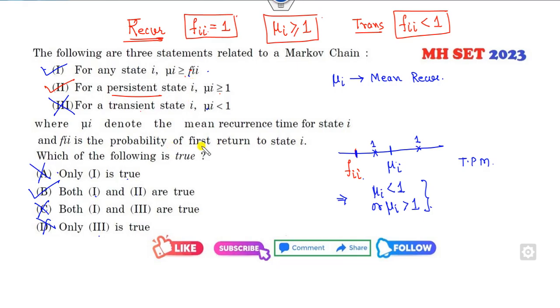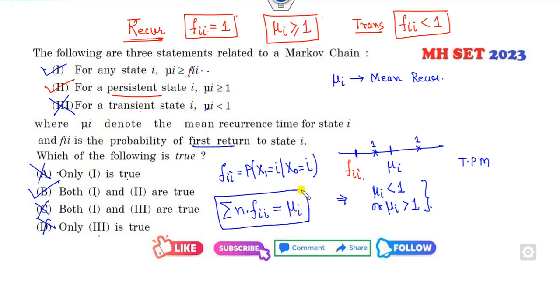Fine. What is the FII? It is the first return. What is the FII? It is the probability of x1 equal to I conditioned on x0 equal to I, and mu I is the mean of them. So what is the mean? It's n into FII. That is my mu I. So definitely you can see it's multiplied with the n. So n is my number of states. So definitely mu I is greater than this. So the first option is the correct option. The second option is correct by the definition of the recurrent. Third is a wrong option by the definition of the transient.